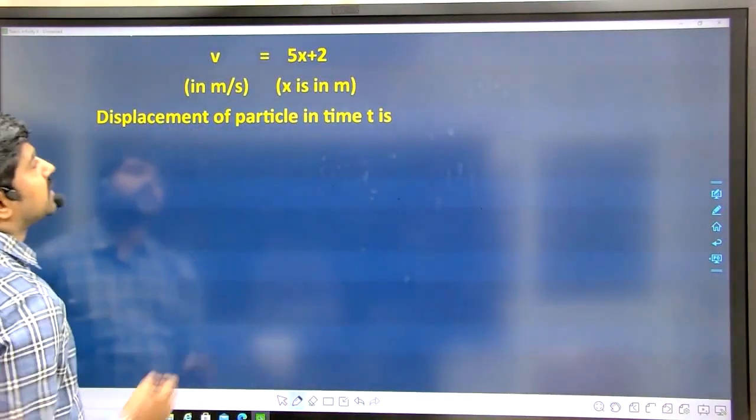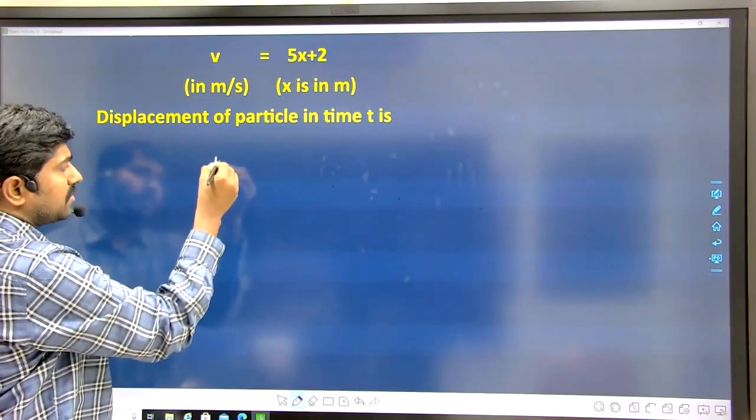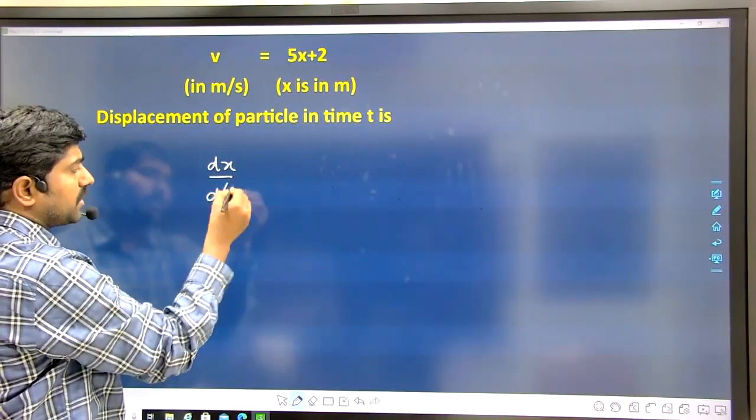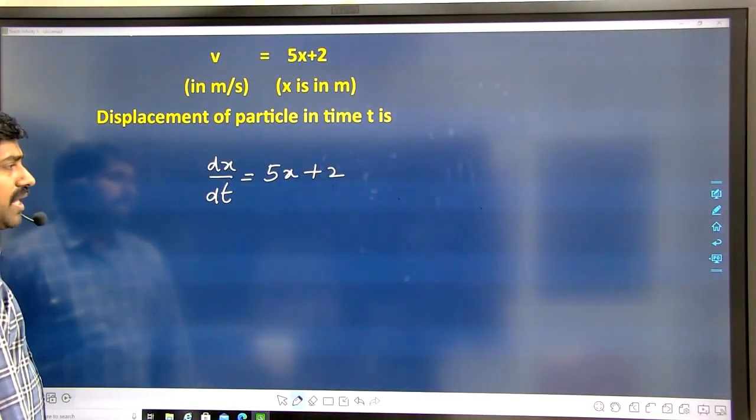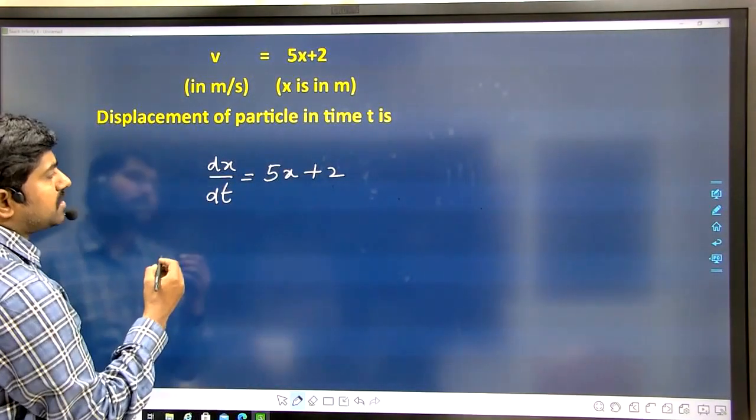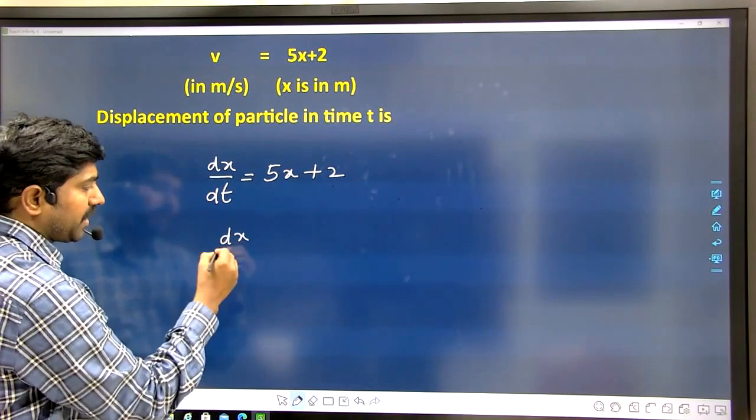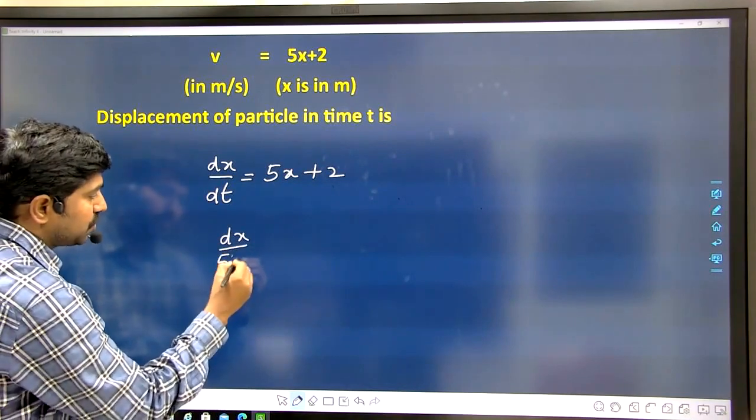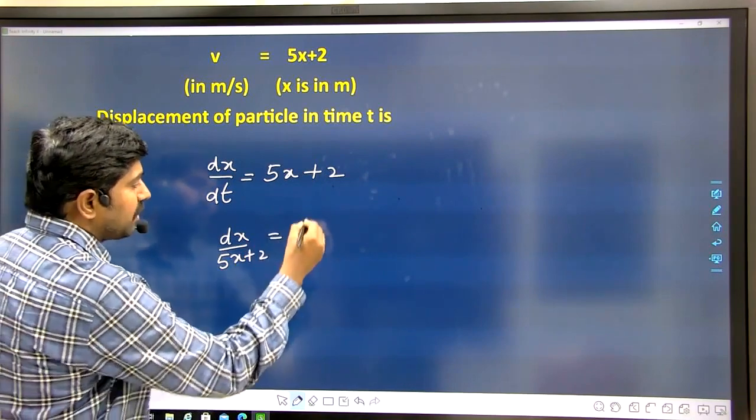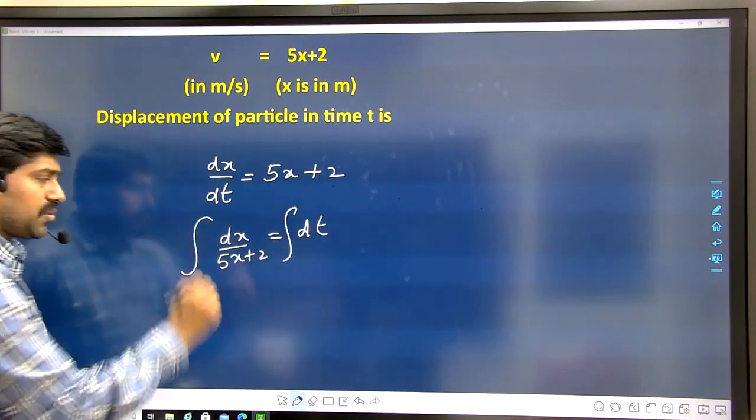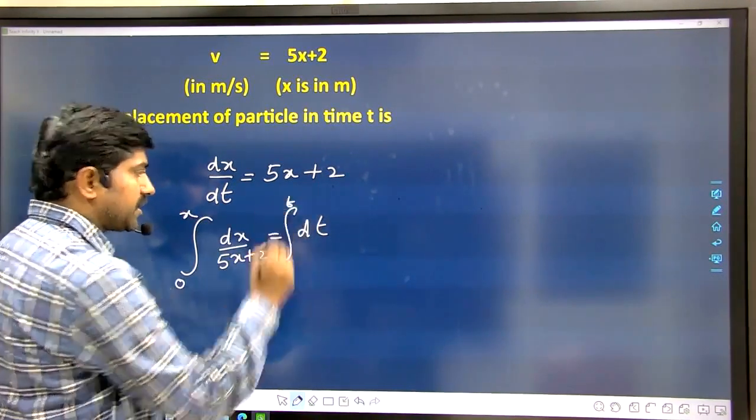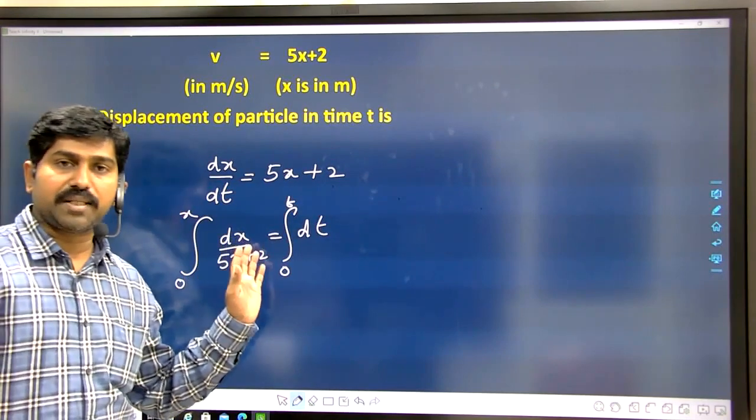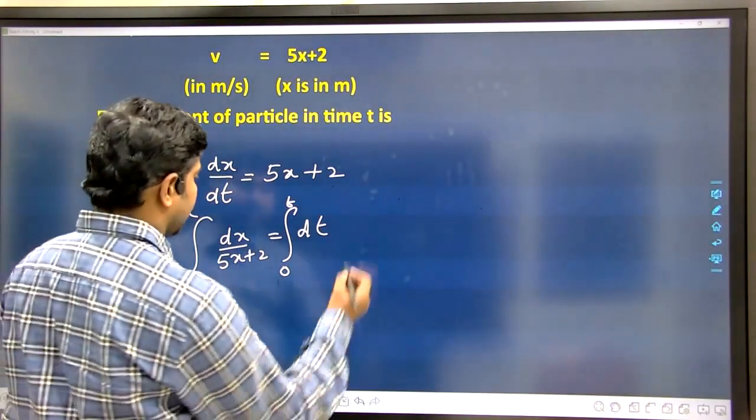So just the same equation you can take here. What we can write for velocity? Velocity is always equal to dx by dt, which is equal to 5x plus 2 given. But to calculate x value only, all the x values you can just bring on one side. That is dx by 5x plus 2 is equal to dt. By taking integration on both sides. Of course, integration is from 0 to x and time is from 0 to t, because you have to calculate x value from dx only, na? So that we have taken here integration.